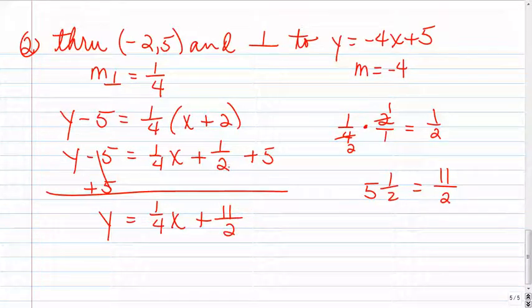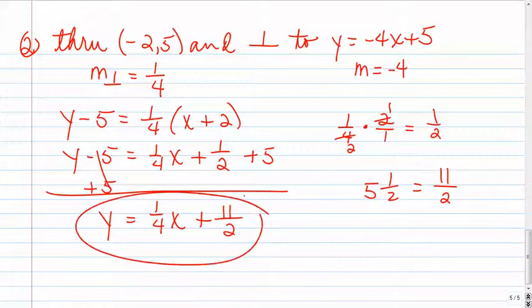Shortcut on this, the denominator is going to be 2. You multiply the denominator times that integer 5, which is 10, and add it to that numerator to get your new numerator. So this is the equation of the line that is through the point negative 2, 5 and perpendicular to y equals negative 4x plus 5.